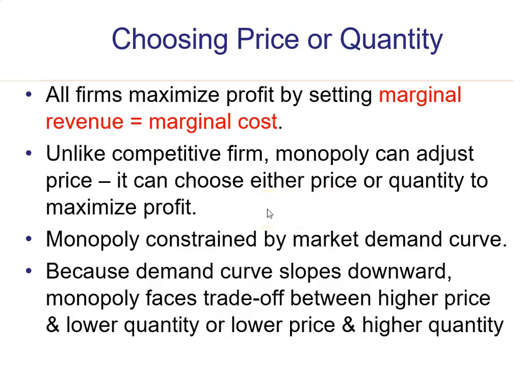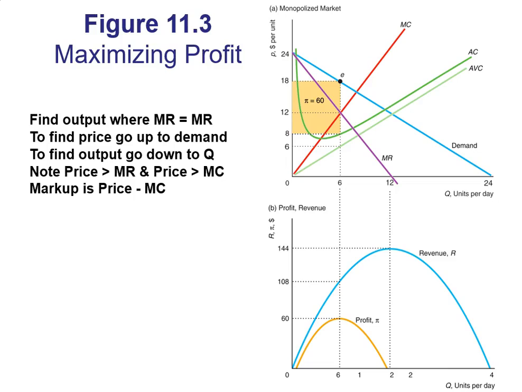Because, as I mentioned in the intro, the monopoly is constrained by its market demand curve. And because these market demand curves are downward sloping by the law of demand, the monopolist has a trade-off between a higher price and lower quantity or a lower price and a higher quantity. Let's see this graphically for the monopolist.